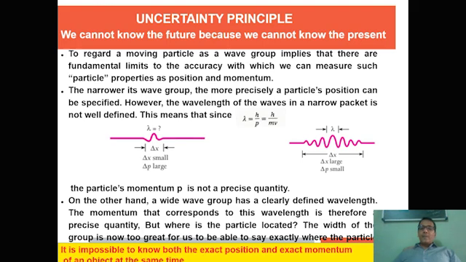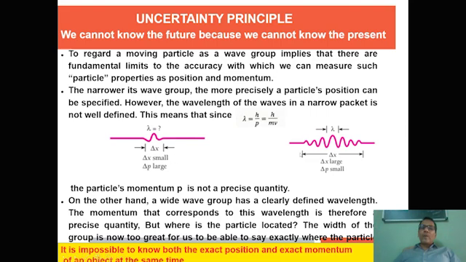Now the second part of this lecture, that is the uncertainty principle. So we have now the concept of the wave packet, where regarding this moving particle as a wave group implies that there are fundamental limits to the accuracy with which we can measure such particle properties as position and momentum. We have different shapes of that wave group depending on the superimposition of the waves, and depending on the wavelength and frequencies of the waves. And now the question is about the position or the momentum of that particle inside that wave group.